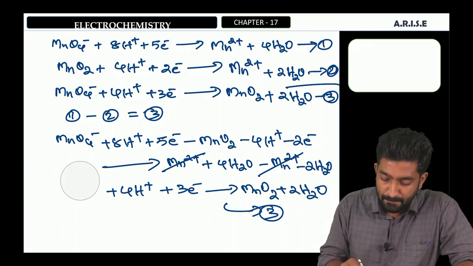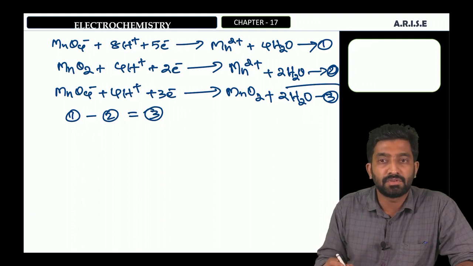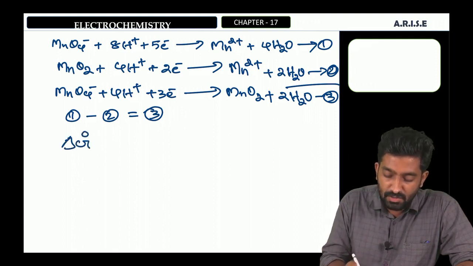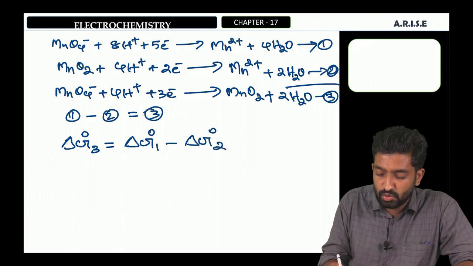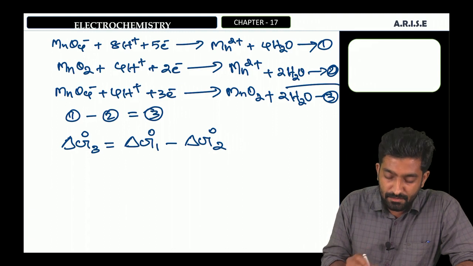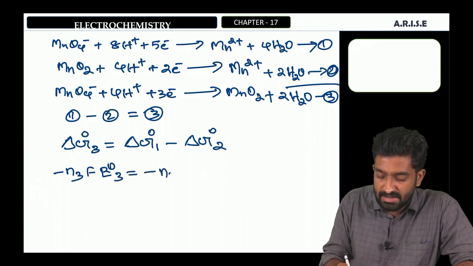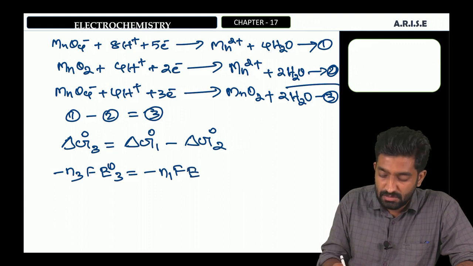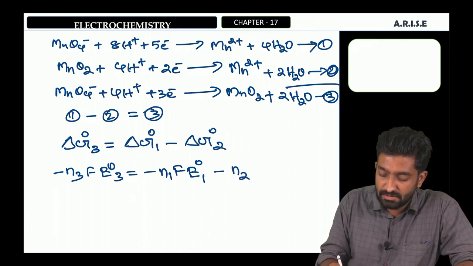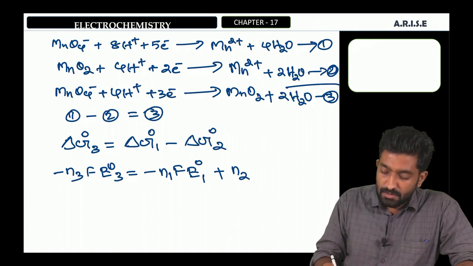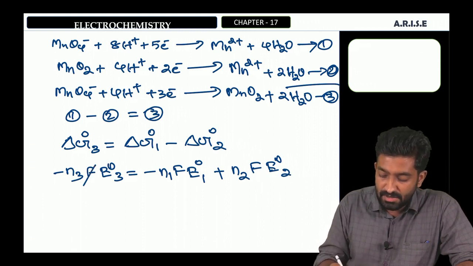Then the next step. We can apply the Gibbs free energy change in this relation. That is, delta G0 3 is equal to delta G0 1 minus delta G0 2. And what is delta G0 3? It is minus n3 F E03, equal to minus n1 F E01 minus, minus n2 becomes plus n2 F E02. Then we can cancel Faraday's constant.